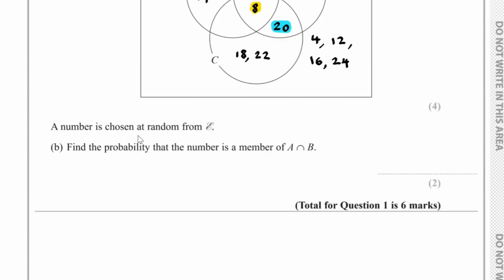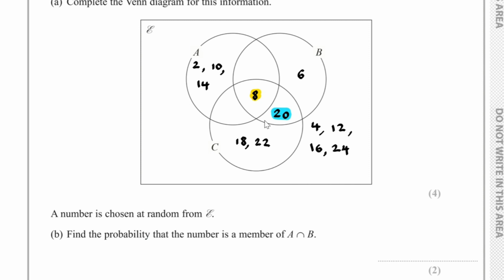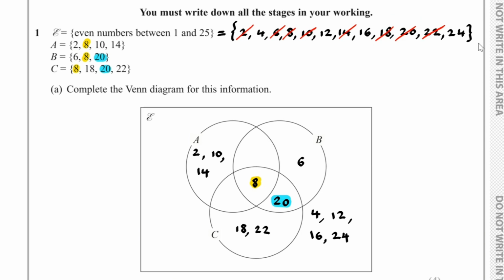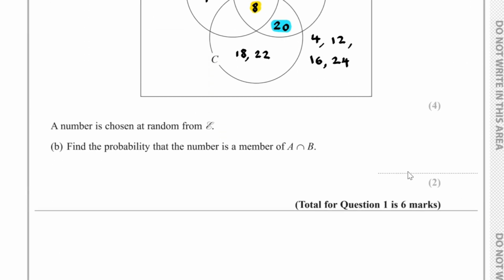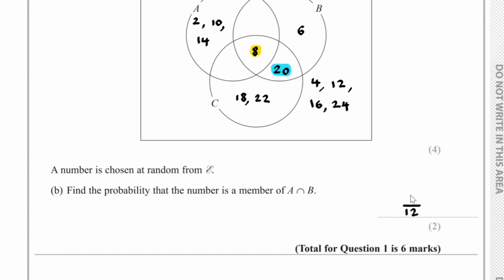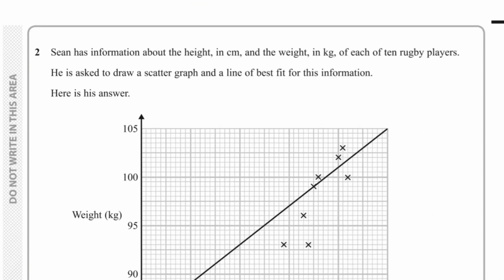Next, a number is chosen at random from this set. We have to find the probability that the number is a member of A and B. Well, we have in total 12 numbers, and of these 12, how many belong in A and B? Well, that is this 8. There's only one number that belongs in A and B. That's 1, so our probability is 1/12.